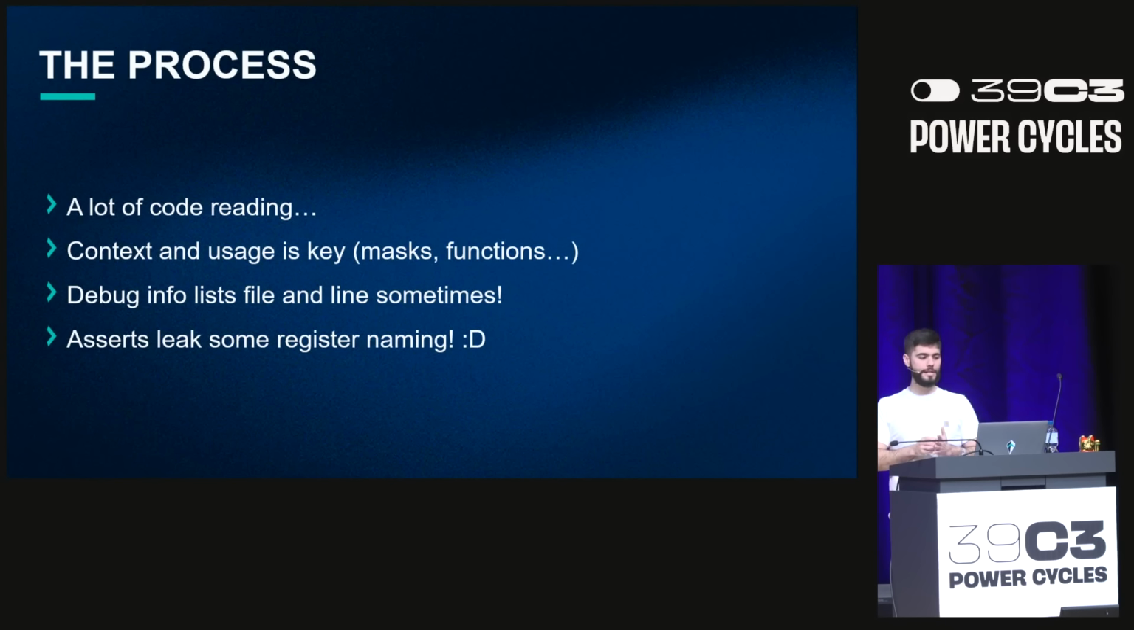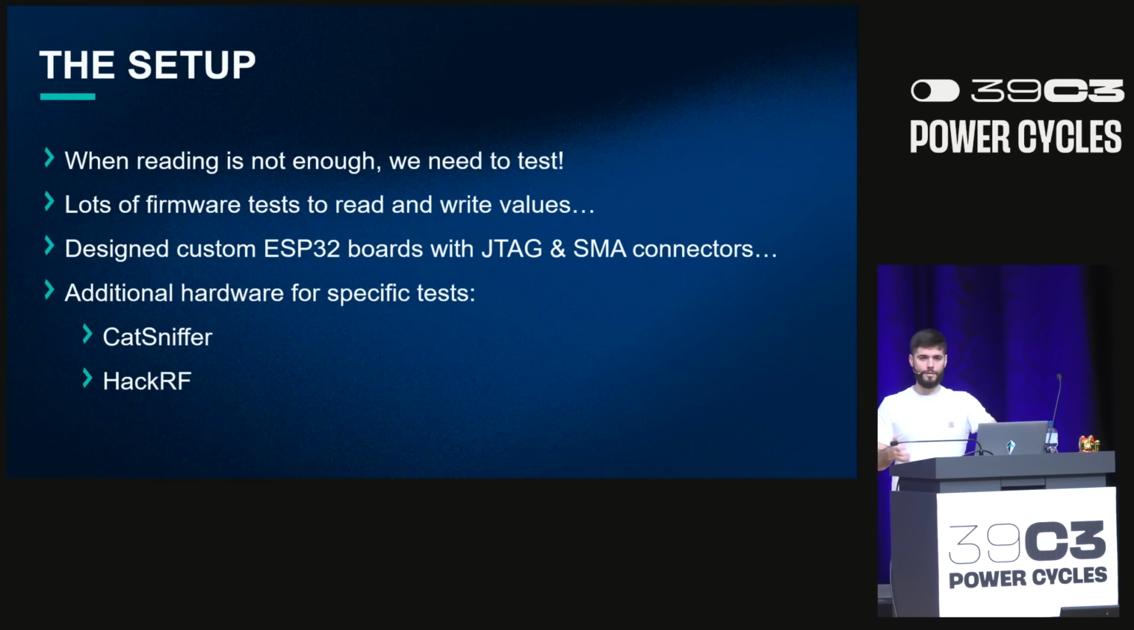Now, a lot of elbow grease and a lot of code reading. Context and usage of memory is key. So, looking into bitmasks, function names, everything helps. There were also debug info line and file names. So sometimes even knowing where those pieces of code were originally in a file also helped. And there were some string asserts that leaked some register naming. But reading is not always enough, and we needed to perform some tests.